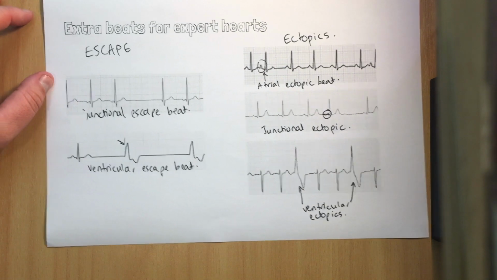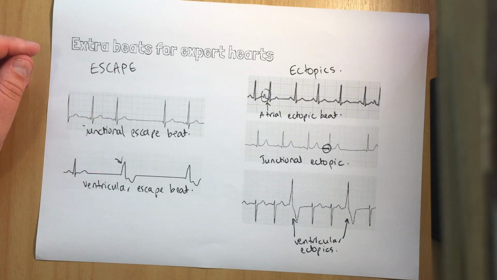So in the extra beats, we've either got ones that come late, escape beats, or ones that come early, ectopics, and then the presence or absence of P waves, and whether the QRS complex is wide or narrow can tell us whether the origin is atrial, junctional, or ventricular.